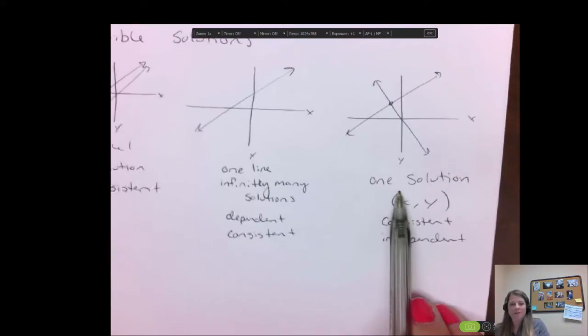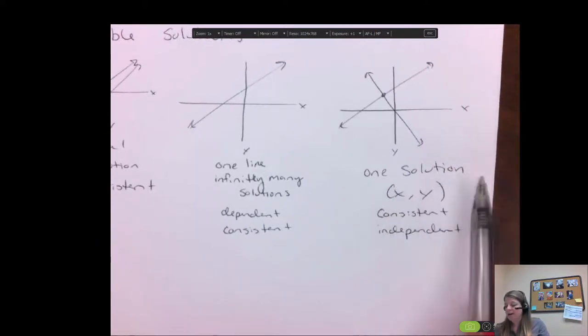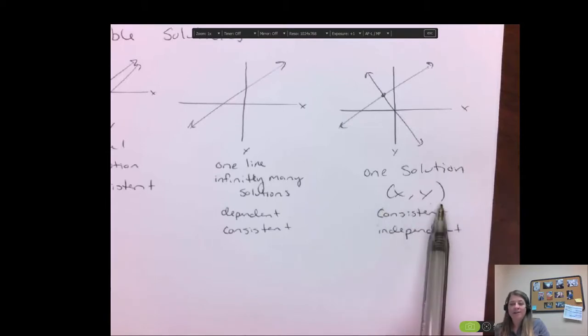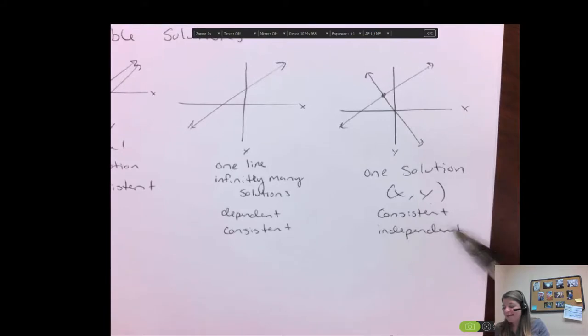The last one is what we see the most. This is going to be one solution. X, Y, a point where they cross. So in this one, it would be over here. And they're consistent and they're an independent system. So this is kind of where you're at with systems of equations.